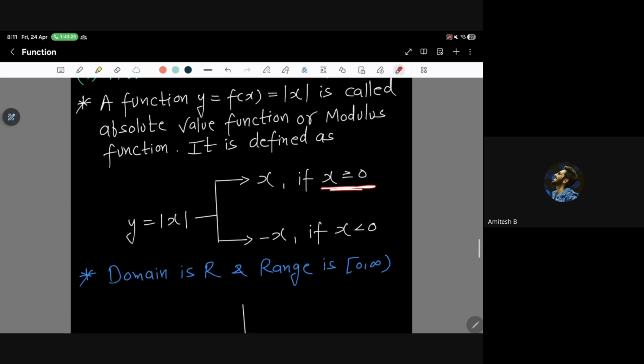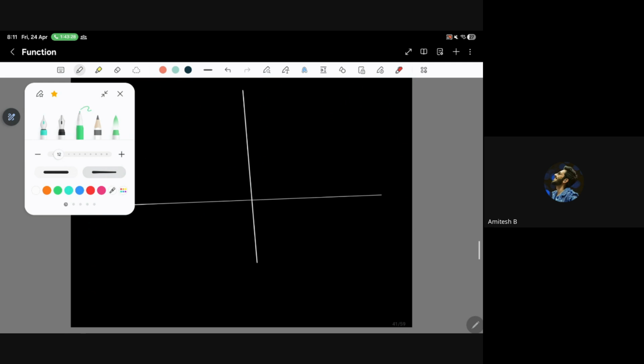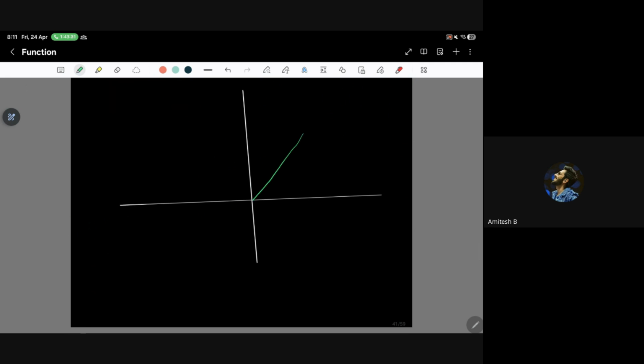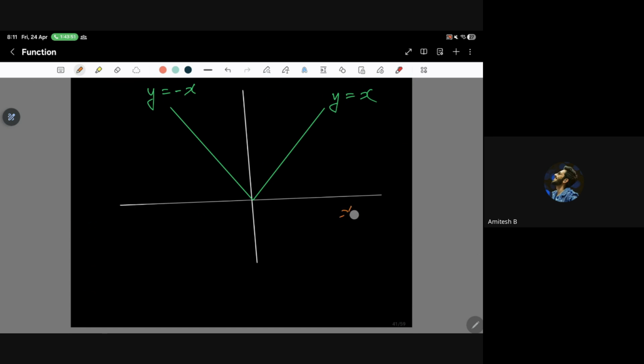So when x is positive, y is equal to x. So y equal to x, graph is this. And when x is negative, y equal to minus x. So y equal to minus x is this. Here x is greater than or equal to 0. This V-shaped graph is the graph of the modulus.